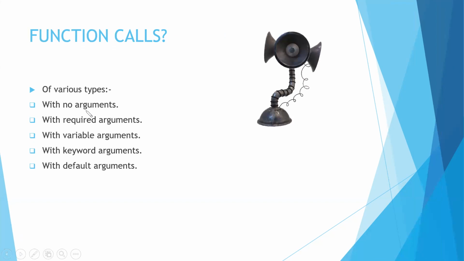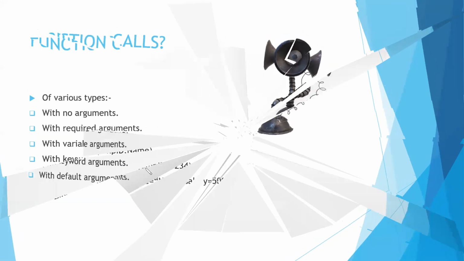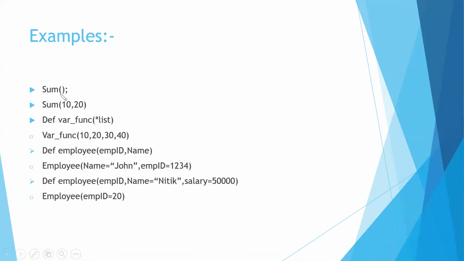Now the function calls can be with no arguments, required arguments, variable arguments, keyword arguments, or default arguments. Over here I'm passing no arguments. In the next one I'm passing two arguments, 10 and 20, and returning the sum of these two. However, for using variable arguments, you must use something like a star and then a list. So this is the example, I'm passing something like this.